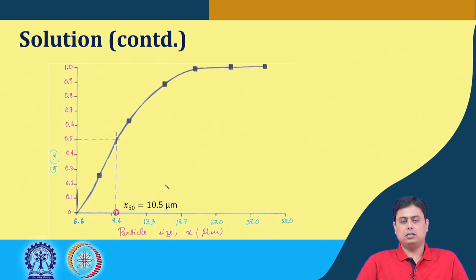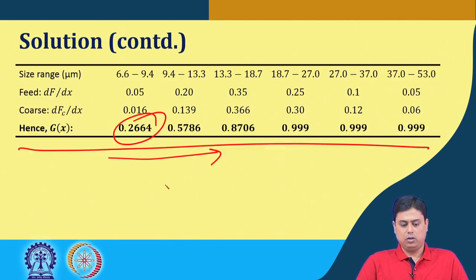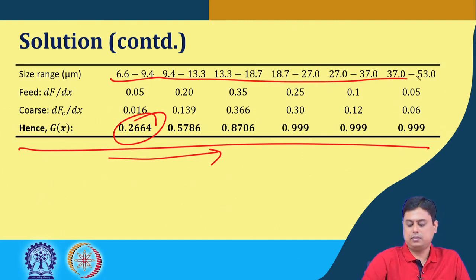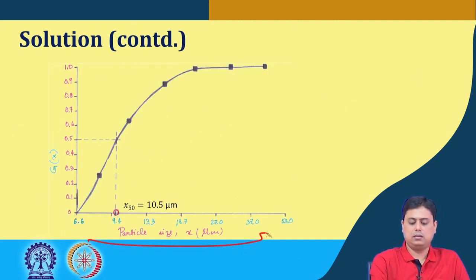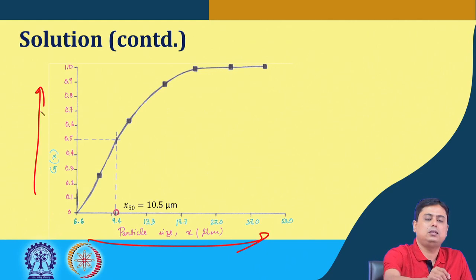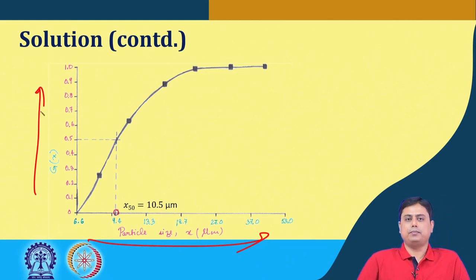And from this, how to find the equiprobable size? Because here we have the table. So, this is the size range on the x axis, and on the y axis you plot the grade efficiency. Again, this is not to the scale, this is the schematic.